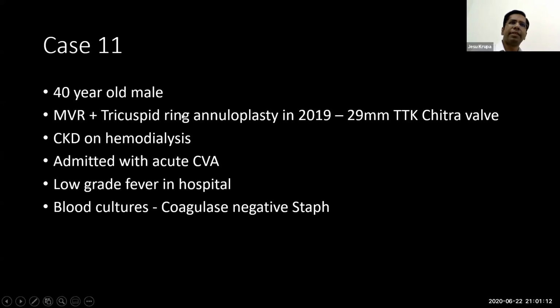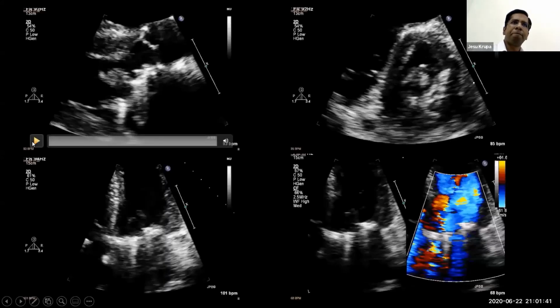The next is a 40-year-old male with MVR and tricuspid ring annuloplasty in 2019, again last year. TTK Chitra valve, 29 mm. He is on dialysis, he has CKD, and he's had a stroke in the past. He was actually admitted with a stroke, and in hospital they found that he had some fever also, and blood cultures grew coagulase negative staph. So these are his images.